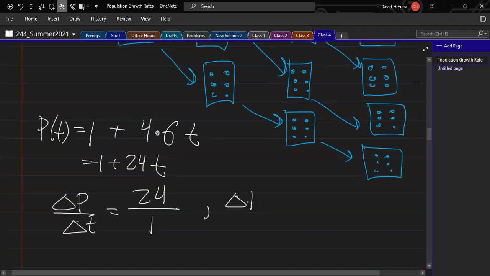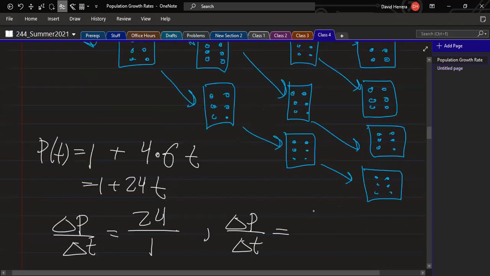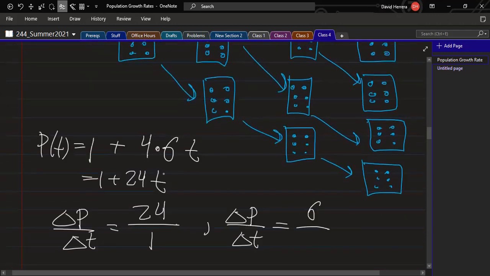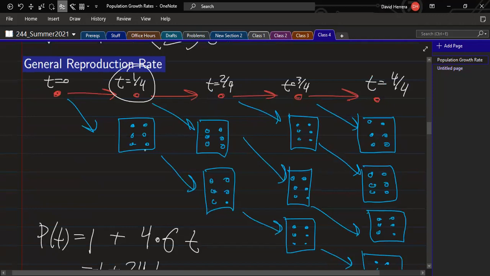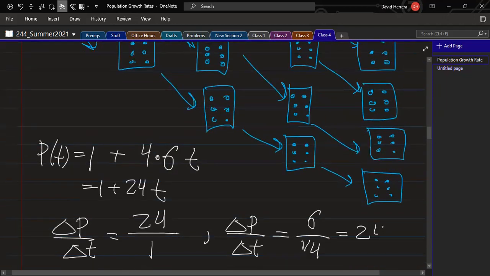Another way to say it is to say, okay, well, what's the natural unit of things being produced? Well, that's just 6. And how long did it take to produce that? Well, 1/4, which is also 24. In another case, we obtain the same formula.